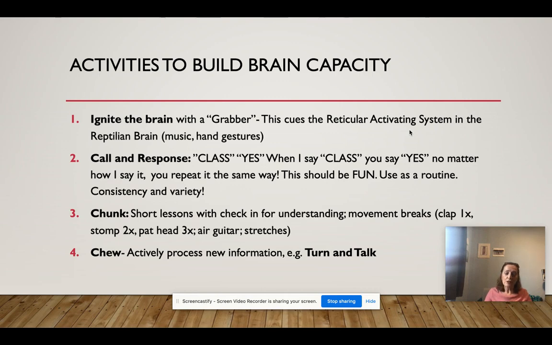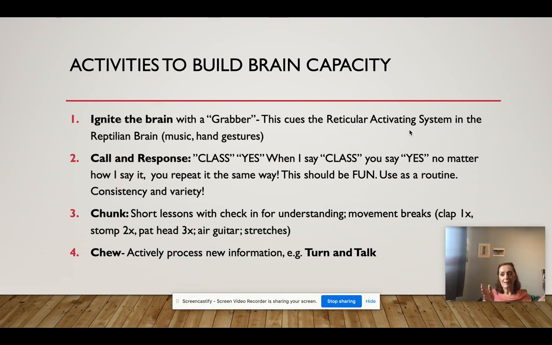We're going to move into activities that build brain capacity. We're going to ignite the brain with a grabber. We talked about this before. This cues that reticular activating system in the reptilian or lizard brain. Use music. We talked about the harmonica. We talked about the chimes. Hand gestures too. You could do some kind of hand gesture or props with a hand gesture.